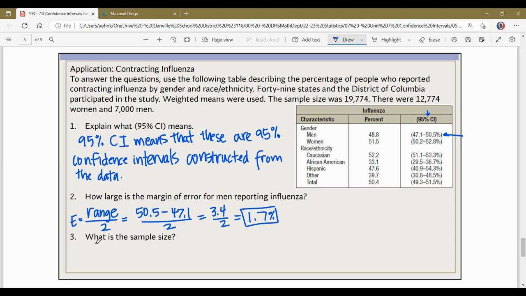What is the sample size? The sample size is right here, 19,774. 19,774 people.